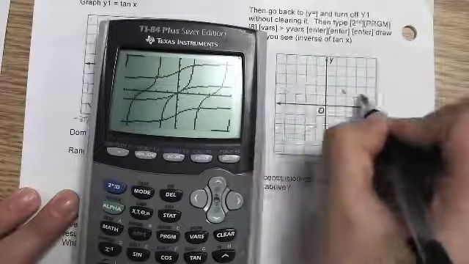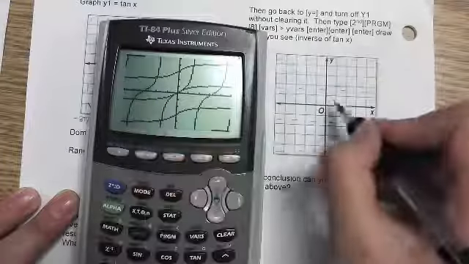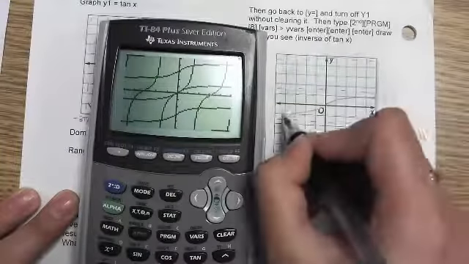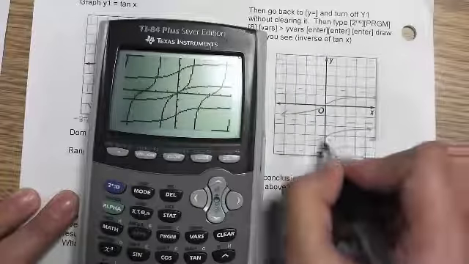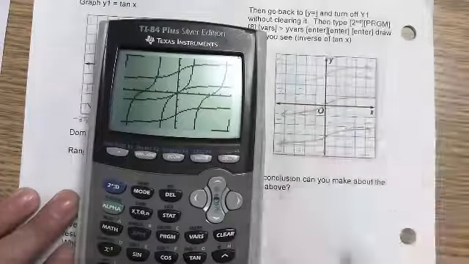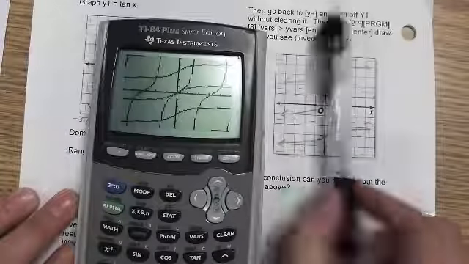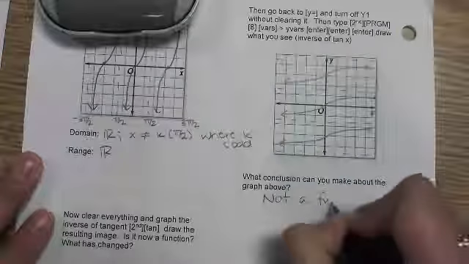So I'll go ahead and draw those in first. And then this middle part looks like this, and then these ones are at pi, so I'm just kind of following the pattern that I know is there. And again, we have the same problem. It's not a function. So not a function.